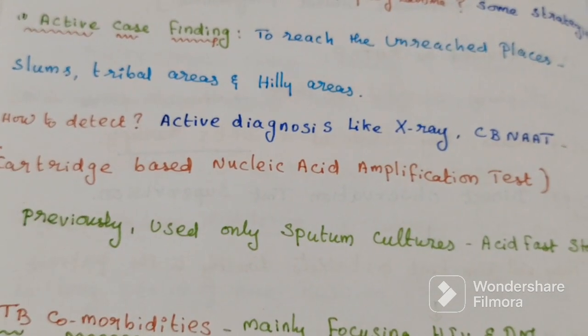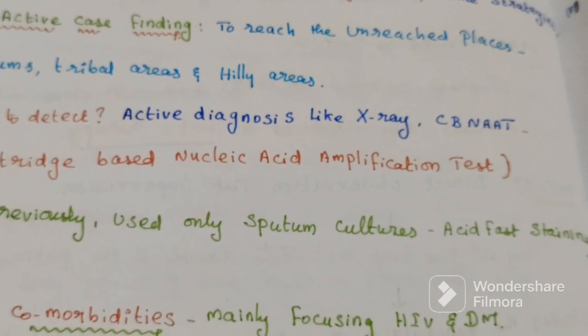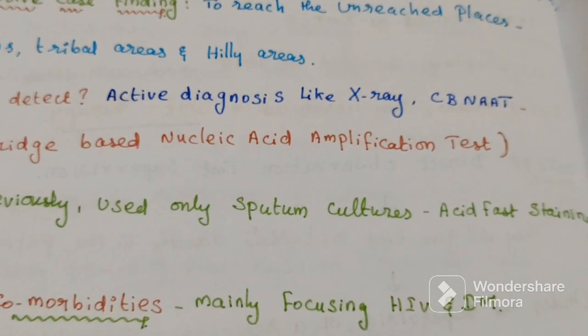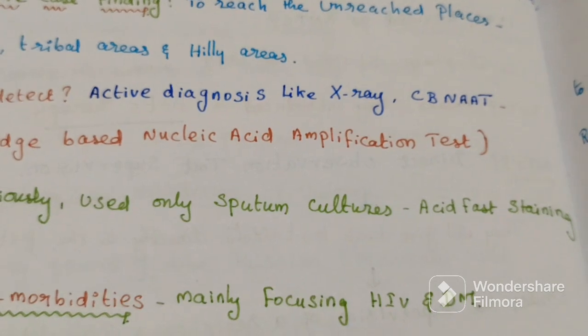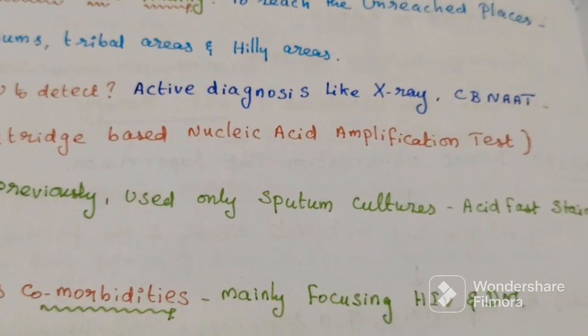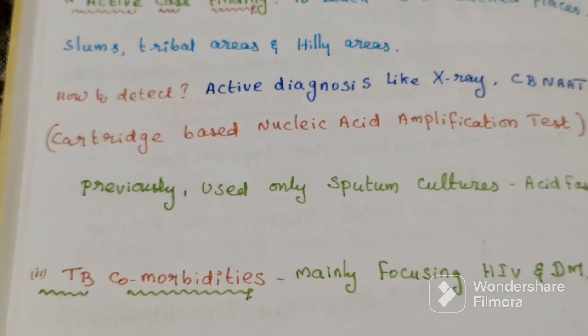Previously, we relied on sputum culture and acid-fast staining to detect Mycobacterium tuberculosis.